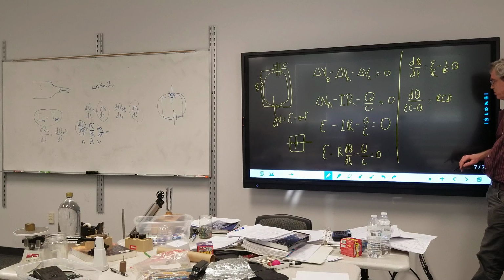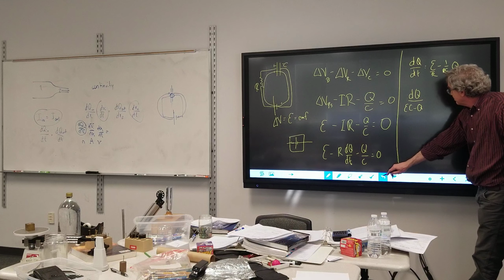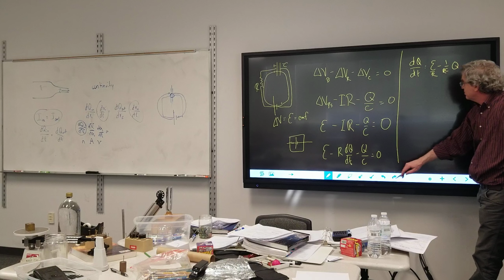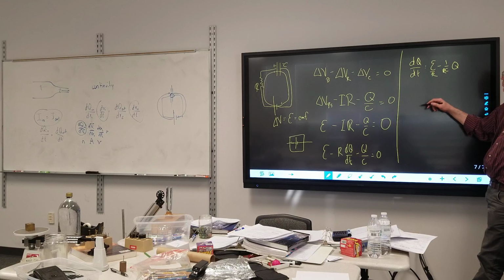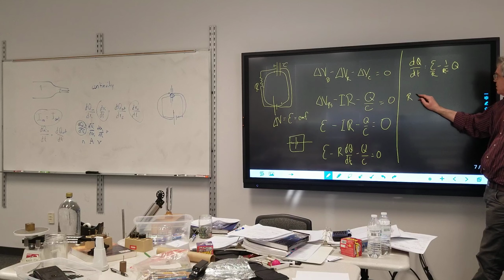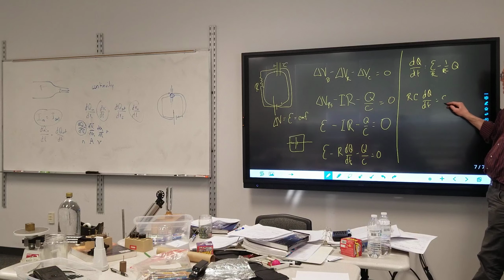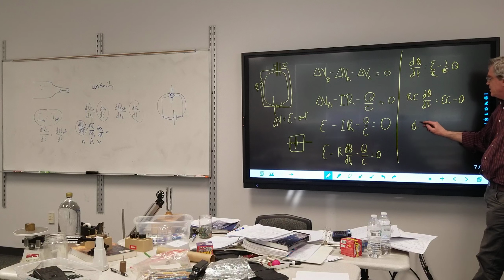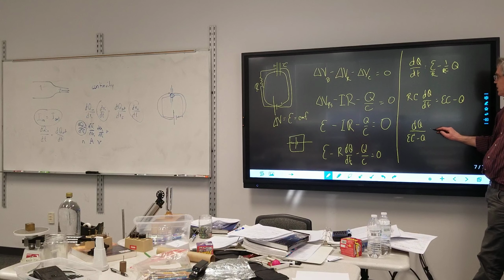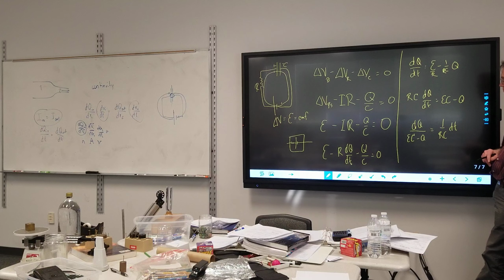That is taking too many shortcuts. Let's multiply through by, let's say, add R and C there, divided by, multiply everything by RC, I get RC dq/dt is equal to epsilon C minus Q. Now I can take dq over epsilon C minus Q equals 1 over RC dt. That's looking better.